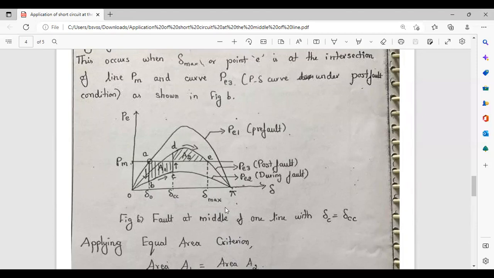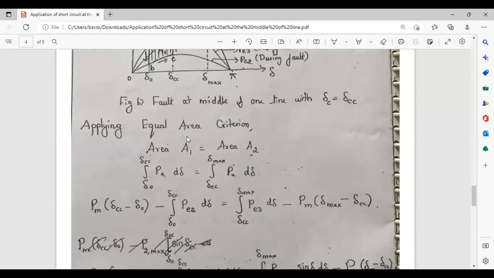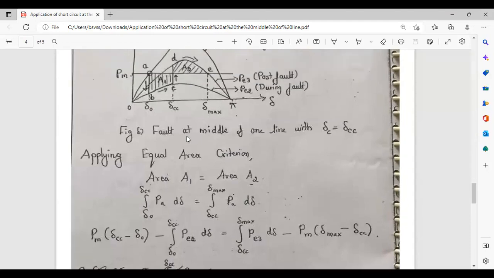Now here we have to check whether the areas are equal to check the stability condition. If these two areas A1 and A2 are equal, then we can say that we can achieve the condition for equal area. That is, if A1 equal to A2, we can obtain the stability condition. Otherwise, the system will become unstable. So here we can say the area A1 is equal to A2.